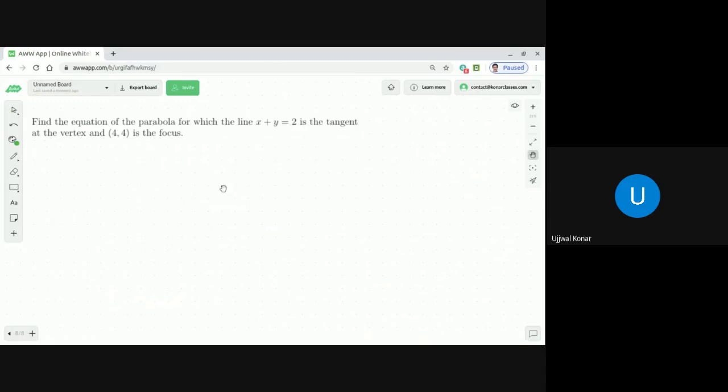So if you look into this particular question, it is descriptive question 5. Find the equation of the parabola for which the line x plus y equal to 2 is the tangent at the vertex and (4, 4) is the focus. Okay, so if any one of you is able to do it, you can let me know. Otherwise, I can help you to find the solution.